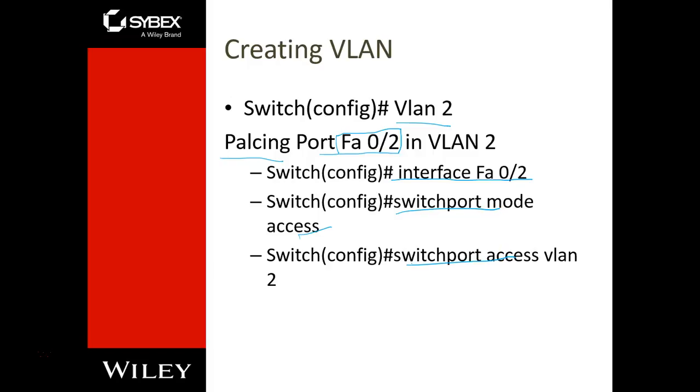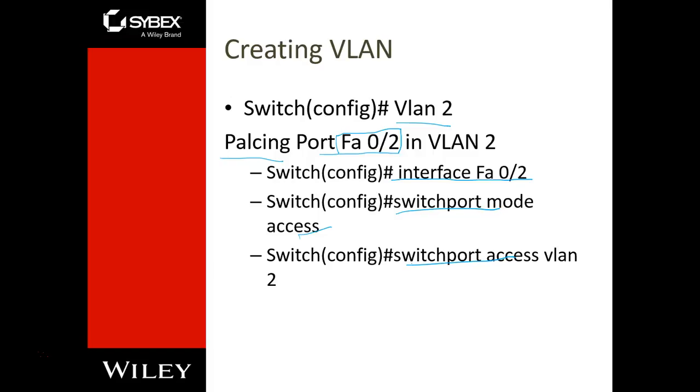It's kind of confusing because we're using a lot of the same words in a different order. First, you have to make the port an access port. Switch port mode access. And in the mode, you can say mode access or mode trunk. And then once you make it an access port, you can add the VLAN to that port. You don't really add the port to the VLAN, you add the VLAN to the port.